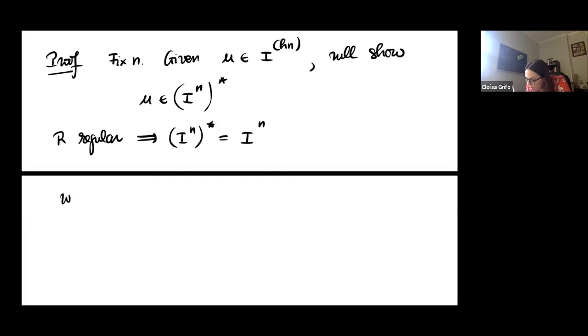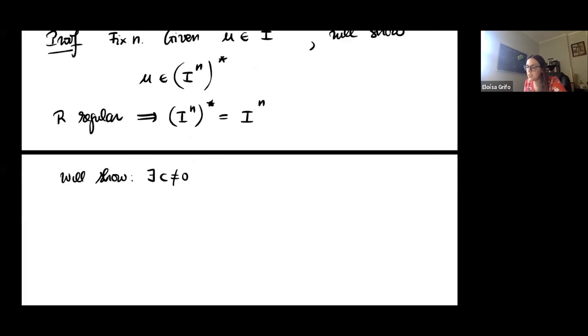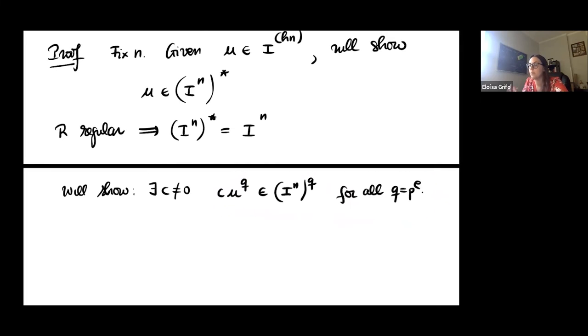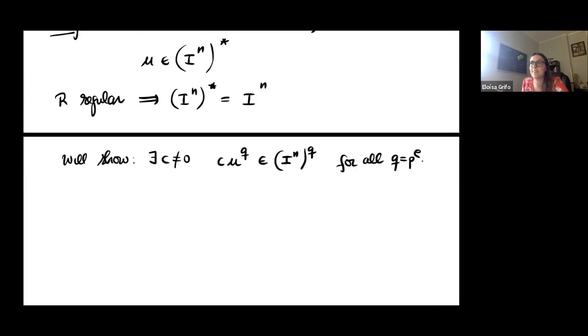So we will show that there exists some c. I guess my ring is a domain, so I'm going to say it's a non-zero c such that c times u to the q is in I to the n to the q. To be in the tight closure, I only need this for large q, but I'm actually going to prove that for all q this happens. So I'm going to find a c independent of q that makes this happen for everyone.